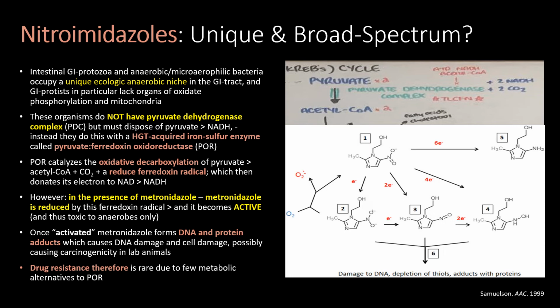Metronidazole structurally actually has a strong homology with vitamin B1, which will be important later. In the presence of metronidazole, metronidazole is reduced instead of the ferredoxin, and this activates metronidazole, allowing it to have a reactive moiety that can cause DNA damage through formation of DNA adducts and axonal swelling. This is probably why metronidazole is so well tolerated in humans for the most part, but toxic to anaerobic bacteria that have POR and these ancient GI protozoa.